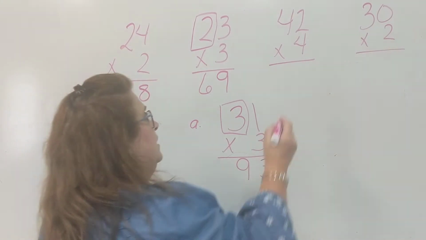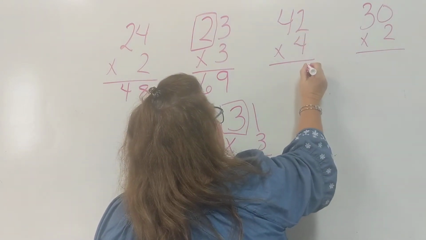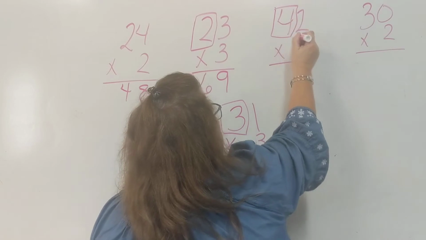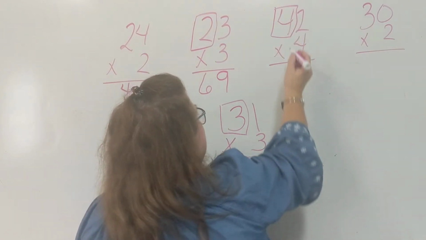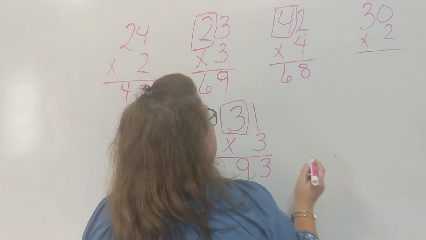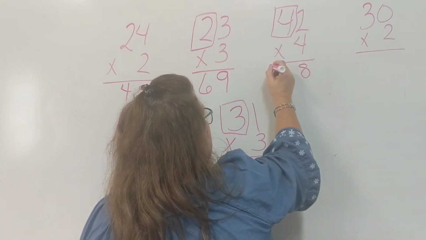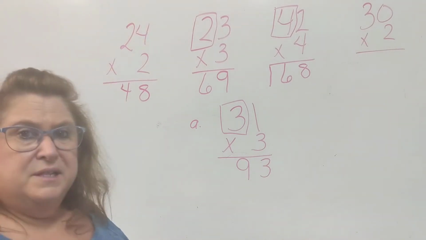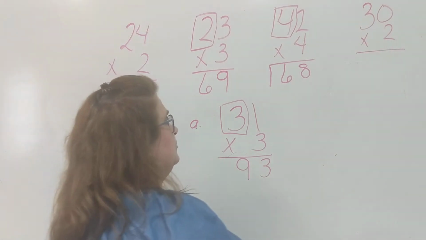Letter C, 2 times 4 is 8. And now we're going to multiply 4 times 4 is 16. So we're going to put our 6 straight under our 4. We multiplied at the top, and then we're going to make a nice new column for our 1. So our product is 168.